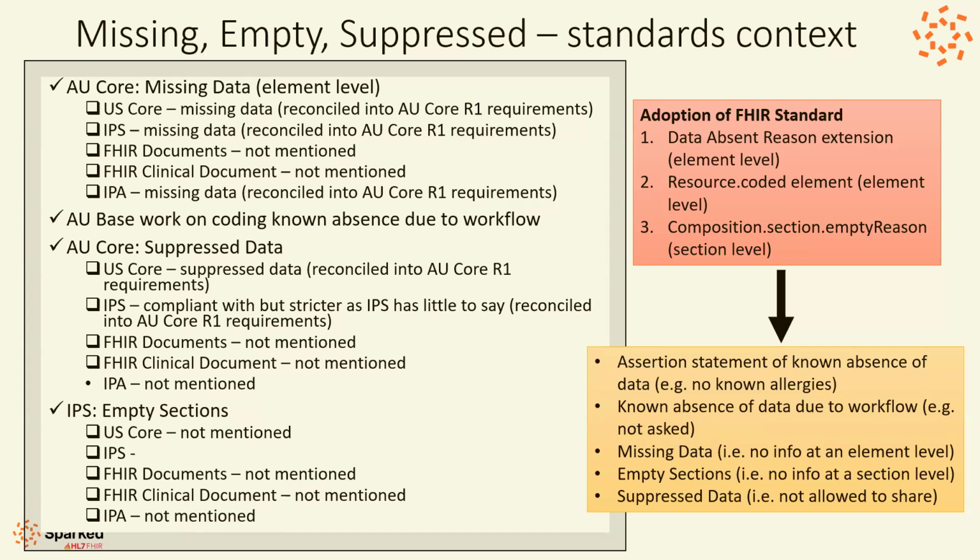What the FHIR standard does do is have 3 standard ways to do all of the things I was just talking about. So we're talking about, you're saying no known allergies, or you're saying nobody asked this, or you're saying I don't have this particular piece of missing data, whether it was the data procedure was performed, or who performed a particular observation, or whether you don't have an entire section's worth of data.